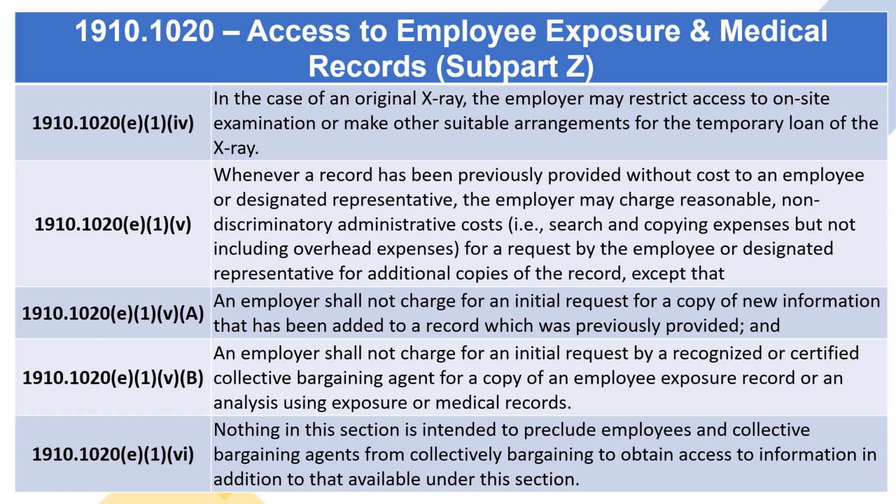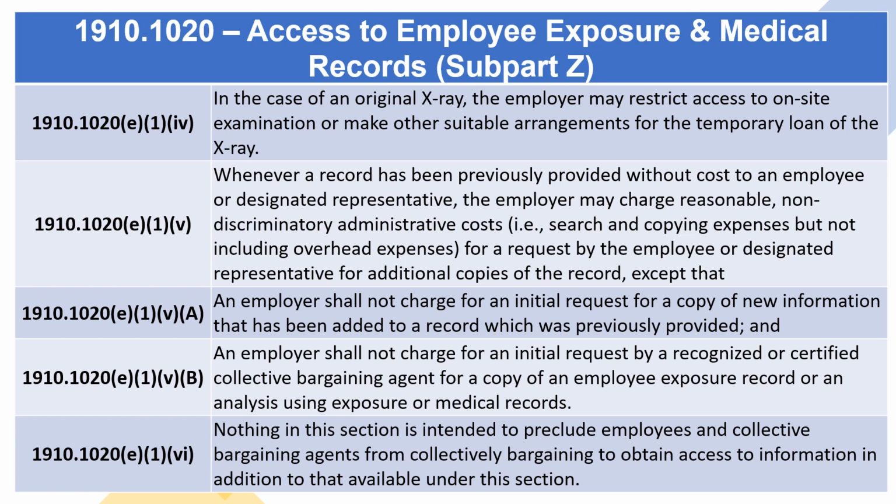1910.1020(e)(1)(v) Whenever a record has been previously provided without cost to an employee or designated representative, the employer may charge reasonable, non-discriminatory administrative costs, i.e., search and copying expenses, but not including overhead expenses, for a request by the employee or designated representative for additional copies of the record, except that 1910.1020(e)(1)(v)(A) through (B). An employer shall not charge for an initial request for a copy of new information that has been added to a record which was previously provided, and an employer shall not charge for an initial request by a recognized or certified collective bargaining agent for a copy of an employee exposure record or an analysis using exposure or medical records.